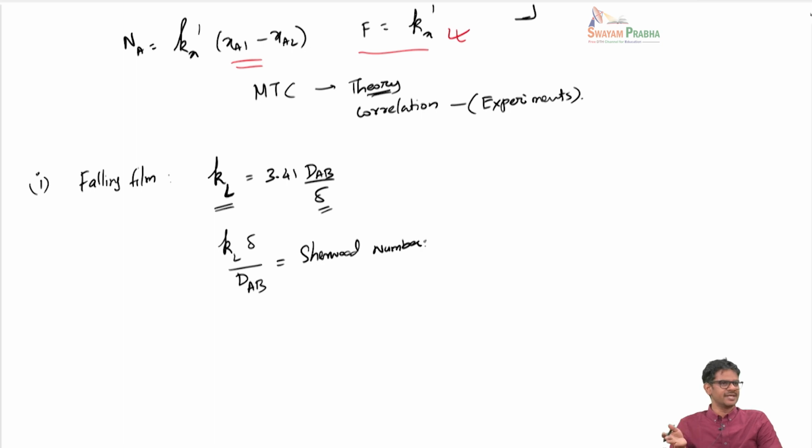This is equivalent to Nusselt number in the case of heat transfer, where Nusselt number is defined as something like hD by k. So k here is thermal conductivity, D is some length scale, and h here is the local heat transfer coefficient. In the same way, here kL is the mass transfer coefficient, delta is a length scale representing the mass transfer. In this case, it is the thickness of the falling film, and DAB is the mass diffusivity. Here we talked about thermal conductivity, so here this is mass diffusivity. Okay, so we call this Sherwood number, something like Sh.